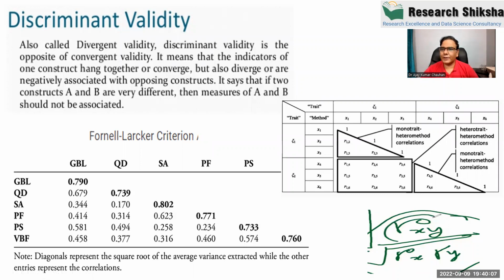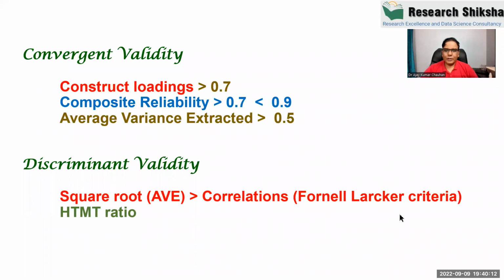So this ratio should be less than 0.8. This is the criterion. So finally, we have to examine the convergent validity by this condition and the discriminant validity by two methods. One is the Fornell-Larcker criterion, and the second is the HTMT ratio, heterotrait-monotrait ratio, which should be less than 0.8. If all the conditions are met, then it means our scale is a valid scale.